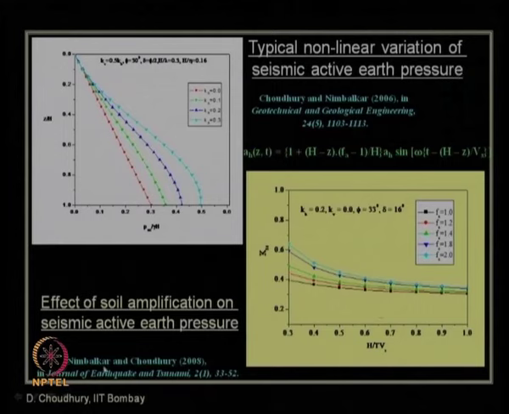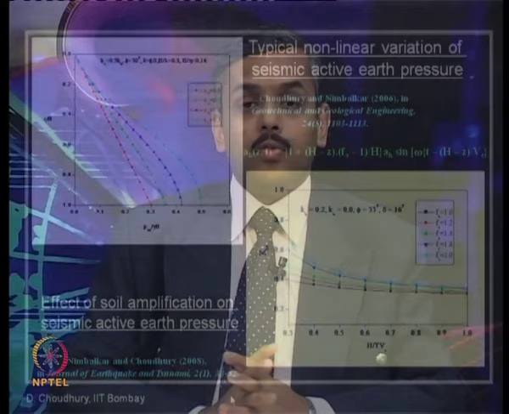These details are available in the publication on the effect of amplification etc. on the seismic active earth pressure, by Nimbalkar and Choudhury in 2008 in the Journal of Earthquake and Tsunami. This is the volume number and page number. So, with this we have come to the end of today's lecture. We will continue further in our next lecture.